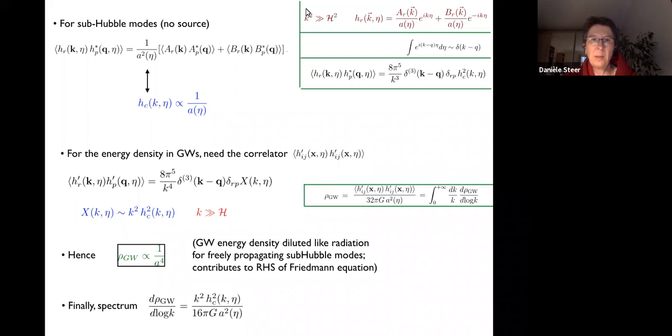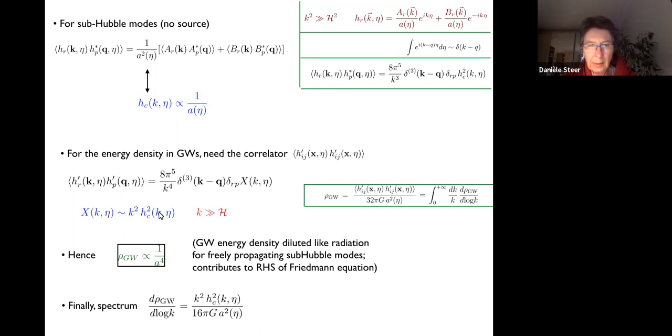But since we're interested in sub-Hubble modes, K is much larger than H. So in fact, you can neglect that second term. And so when you calculate the correlator of H primed, you're left with K squared times the first correlator. So this correlator is proportional to some amplitude X, and you can show quite simply that for sub-Hubble modes, X is K squared times HC squared. And HC itself goes as 1 over A.